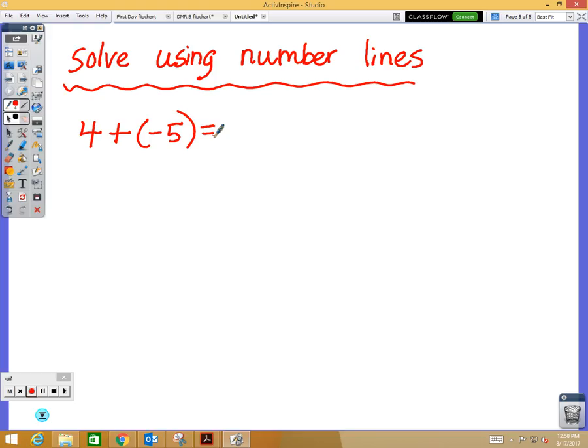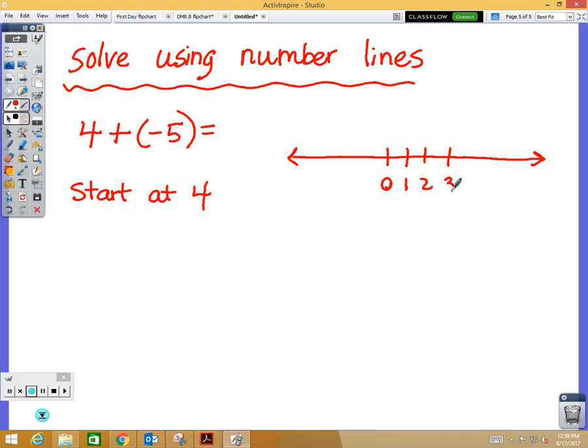The first digit is where we start on the number line. So we're going to start at 4. So I'm going to go over here and make a number line. Now on your paper today, on your assignment, I'm going to give you a number line. Okay? I'm not going to put more on my number line than I think I might need. But I'm going to start at 4. So I'm going to put a dot at the 4.